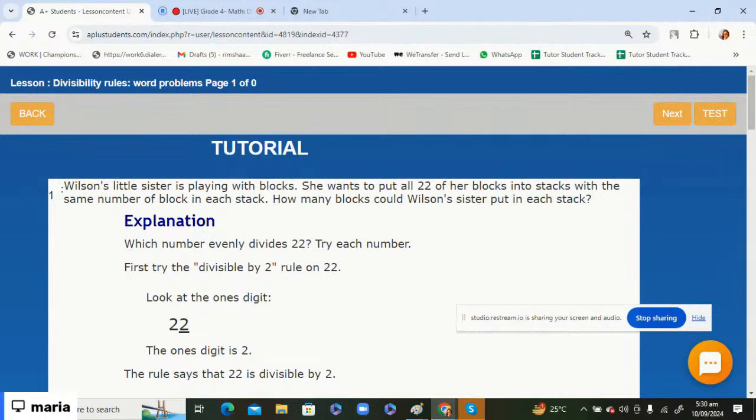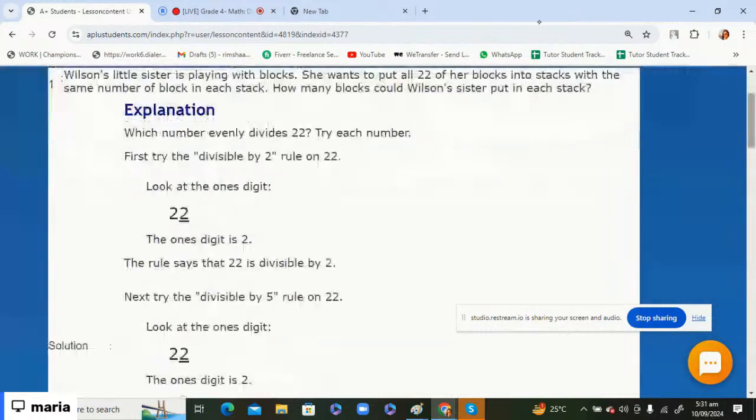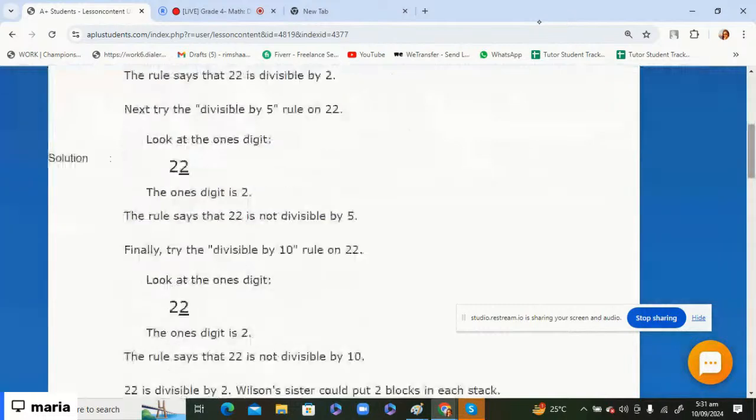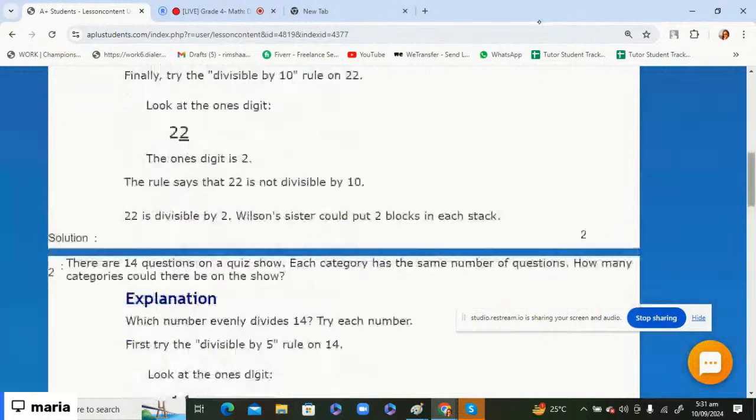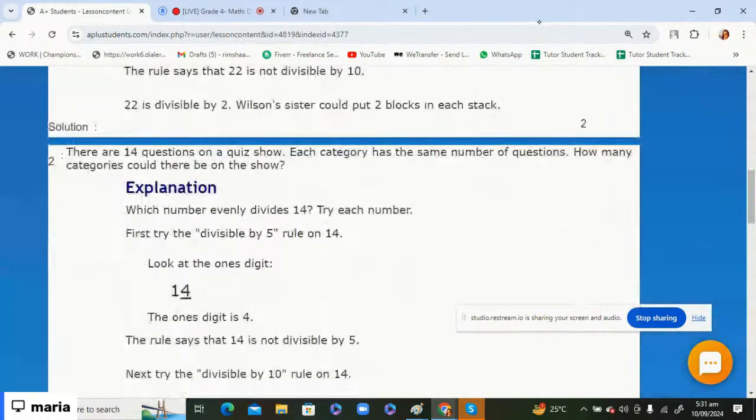So how many of it? It's 22. First of all, they are saying that we are going to evenly divide each number. First try 2. Dividing 22 by 2, that is 11. Okay, it means that 2 is divisible. Then next try 5. No, it's not. 5 is not divisible. So there is 2. That is the answer, because 5 times 4 is 20 and 5 times 5 is 25. Okay.